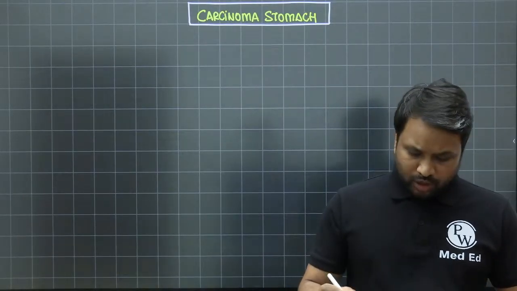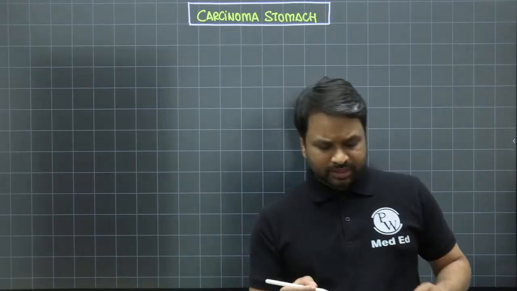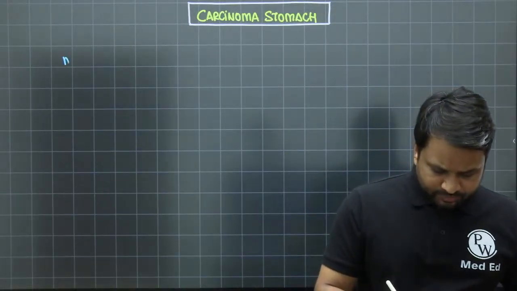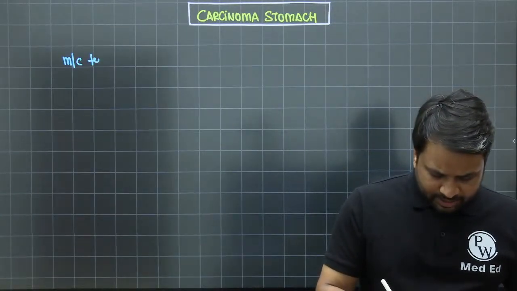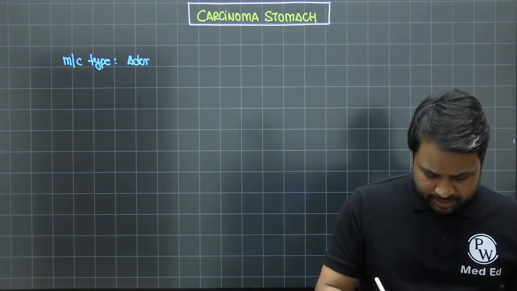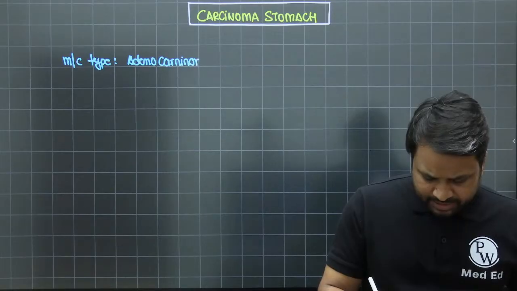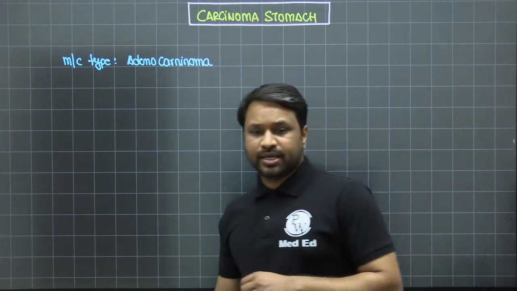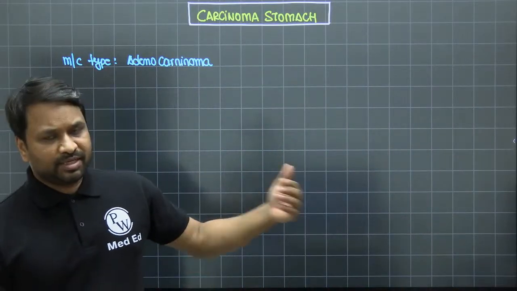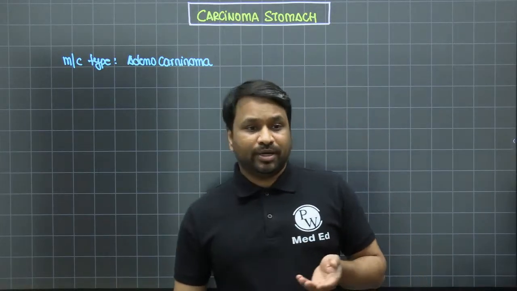So when we talk about the CA stomach, first of all, what is the most common type that you can see? The most common subtype that you will see of the gastric carcinomas are going to be adenocarcinoma. No point for guessing, they have glandular tube cells. So when the glandular cells convert into malignancy, they're going to develop into adenocarcinoma.